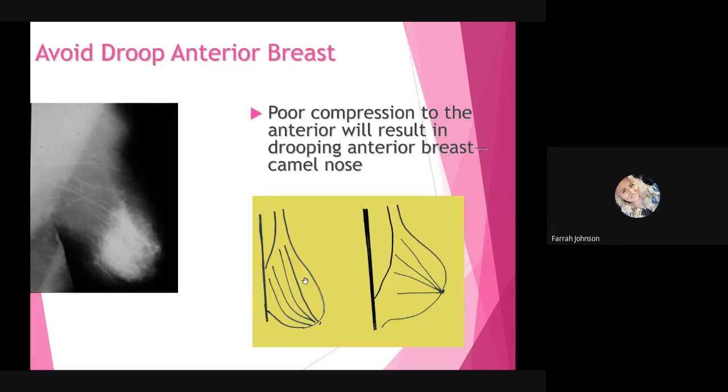You also want to avoid the droopy anterior breast. When I went to mammography school, they always called it the Snoopy breast. So you want to make sure that you use adequate compression and that you do not see a droopiness of the breast. So, for example, on this image, you can see that the breast is kind of drooping down. You can tell that they didn't get very good compression because the tissue is very, very dense.